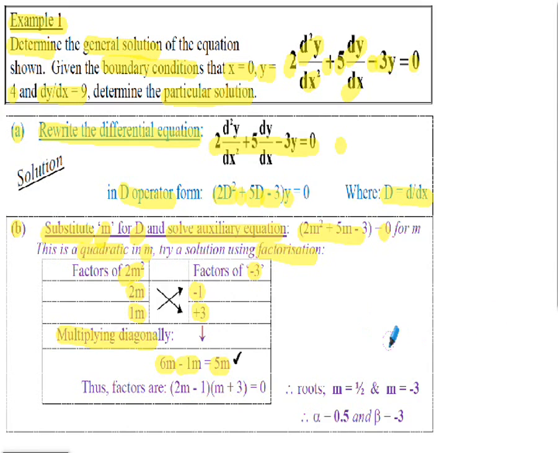If we now want to solve for the roots, we simply equate each of the factors individually to 0 and solve the resulting equation. So considering 2m minus 1 is equal to 0 and rearranging, m is equal to a half, that's our first root. And then considering the second factor, m plus 3 is equal to 0 and rearranging, m is equal to negative 3. So we now write the roots in terms of alpha and beta. So alpha in this case is the half, or 0.5, and beta is negative 3.